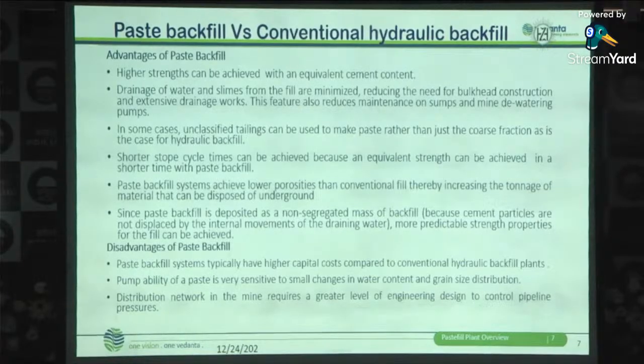Some disadvantages, or rather drawbacks. It requires a higher capital cost to install the paste fill plant; both the running cost as well as the installation cost are very high. That is one drawback of paste backfilling. And in most cases we cannot use gravity fill. Sometimes we require a separate PD pump, positive displacement pump, so that it can pressurize the filling and we can send the filling over a long horizontal length. We can increase the horizontal length of flow with the help of the PD pump.